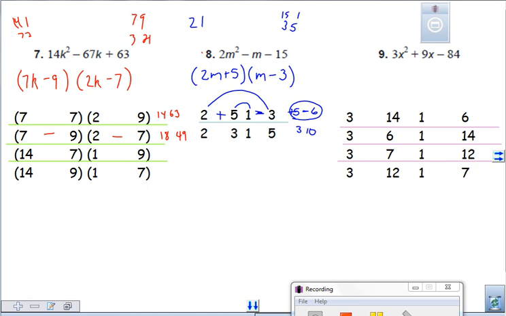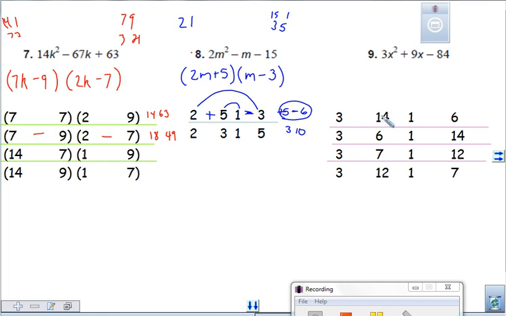Number 9. I'm looking at my insides and my outsides. Factors of 3 are 3 and 1. 84 is 14 and 6. Let me write that a little cleaner. 14 and 6, 7 and 12, and there's probably some other ones, 2 and 42, and we're just trying to find the smaller numbers. So if I look at my insides, I get 14. My outsides give me 18.